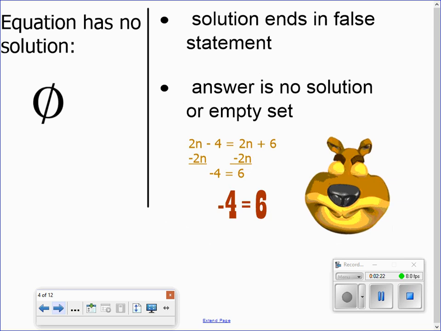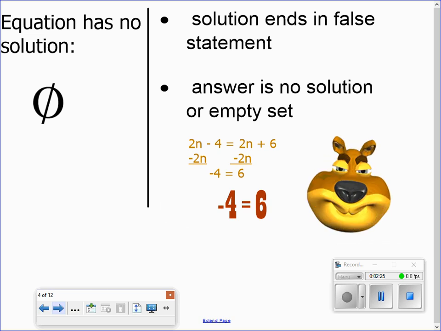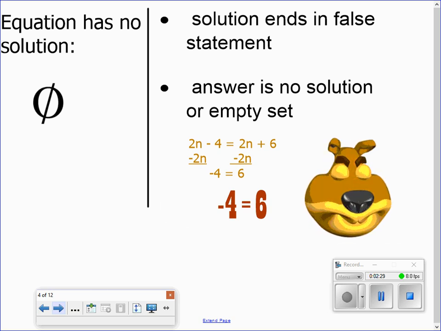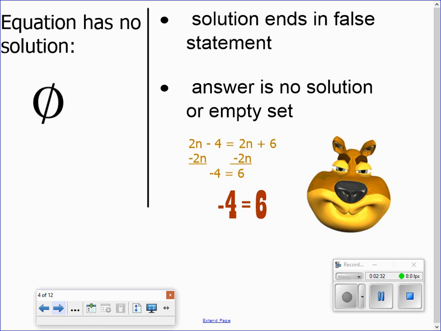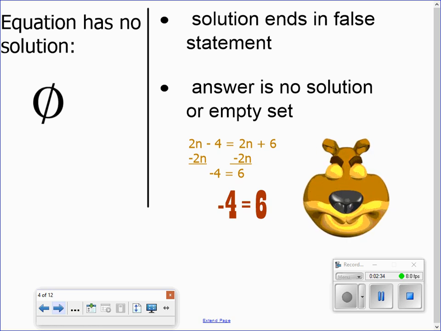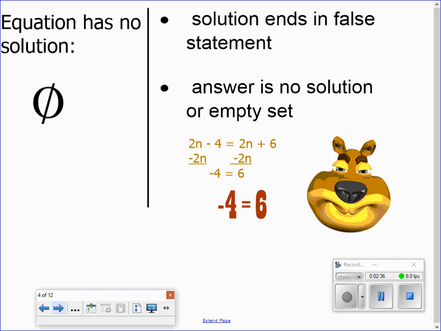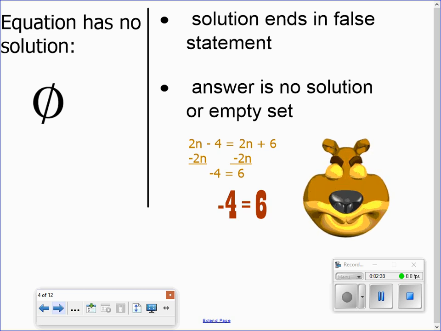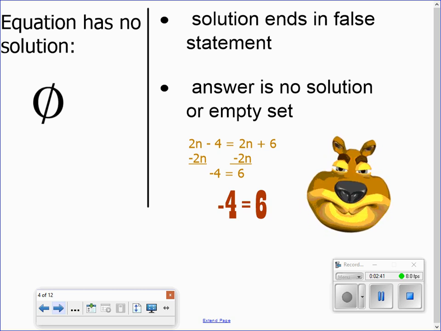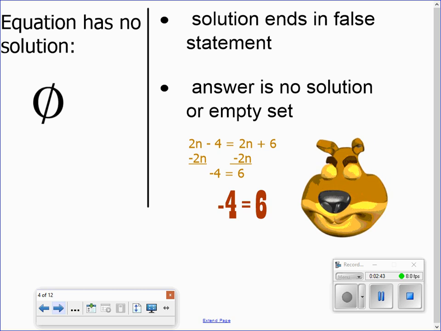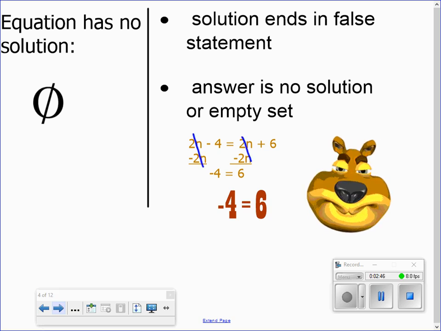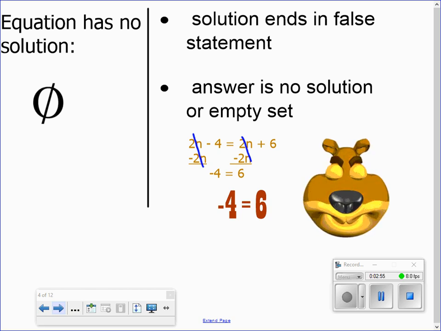When we're solving equations, we sometimes get equations that have no solution. This is when your solution ends in a false statement. So what I mean by this is that you're solving the equation, such as the one that we have here: 2n minus 4 equals 2n plus 6. As you start solving things and we move our variables to one side, we see that they cancel out. What we're left with is negative 4 equals 6. At this point, you really can't do anything with that, and we know that negative 4 does not, in fact, equal 6. So what we end up with is a false statement.